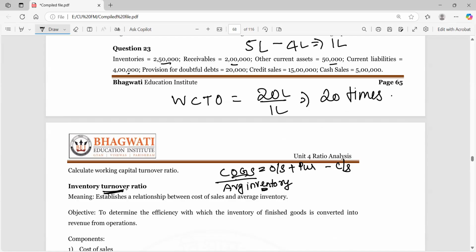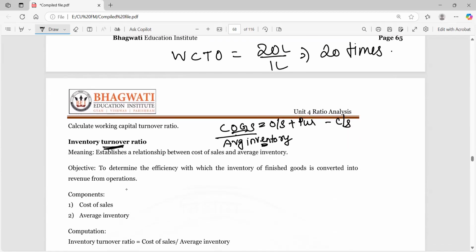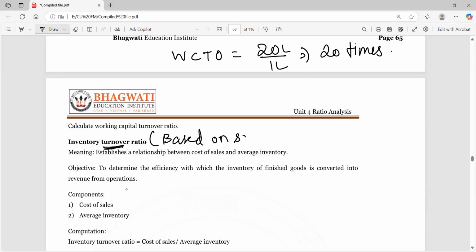But important, notice that in a few questions in your study material, it will be mentioned. They will just put inventory turnover ratio, open a bracket and say based on sales. In those situations, you have to use the formula sales by average inventory. If the question is silent, you can use cost of goods sold. Clear? Any doubt in this?